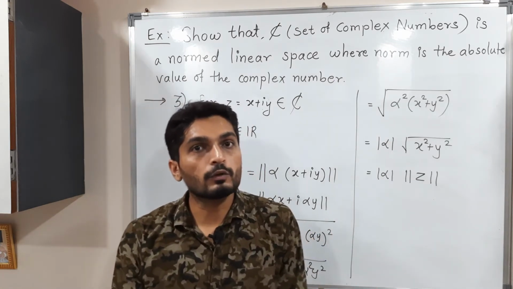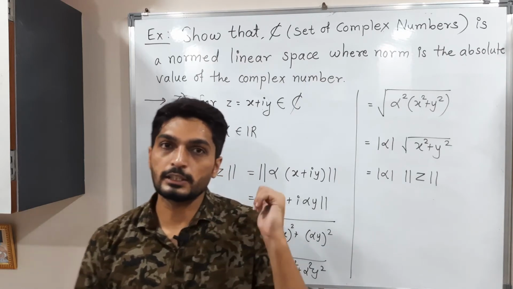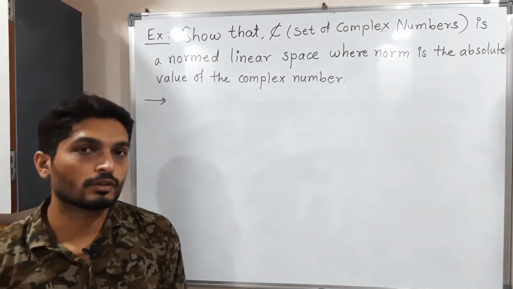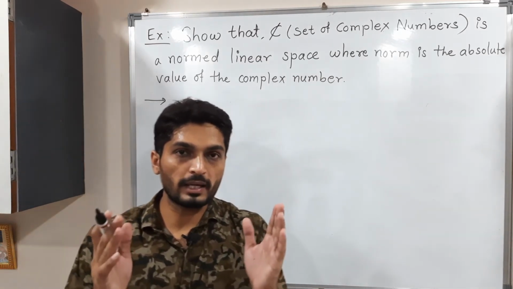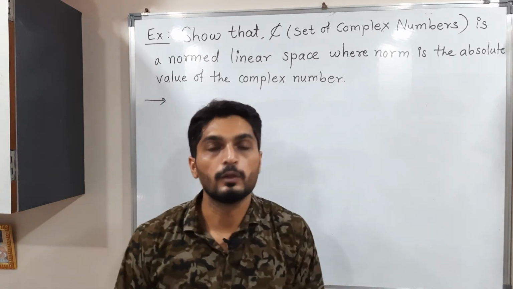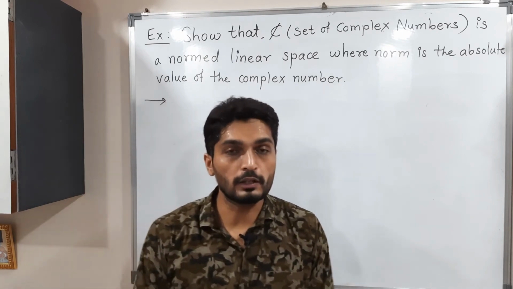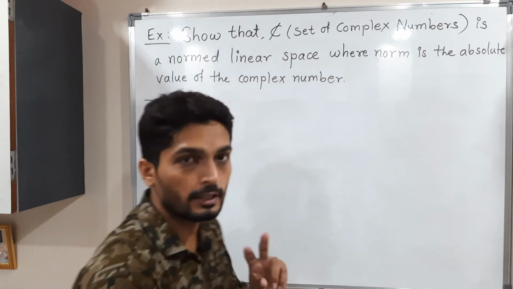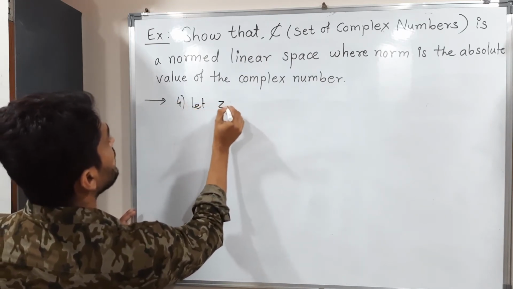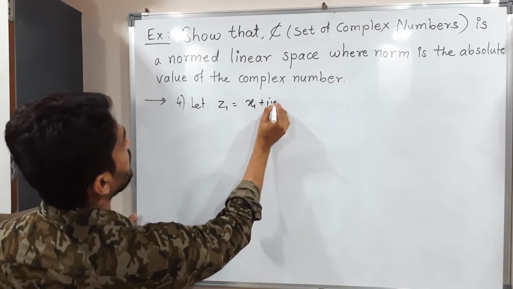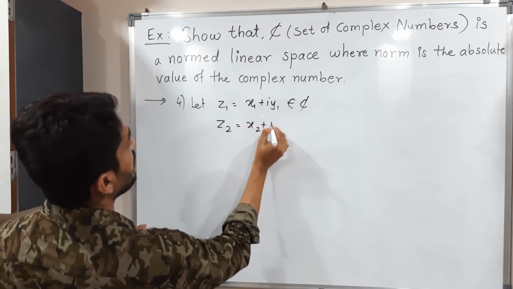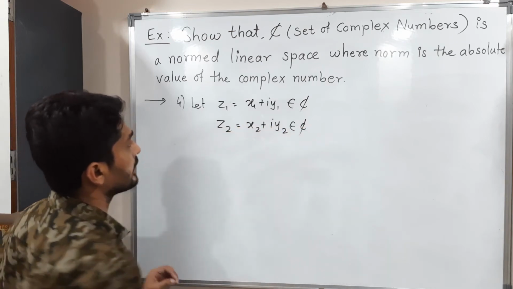Now finally we have to prove just the last condition only. Make a screenshot of it, and after that we will go for the last condition. Okay, so let us go for the last condition. What is the last condition? Norm x plus y should be less than or equal to norm x plus norm y. That means if you take separate norms, the value will increase, right? So here also I will take two elements. For the fourth condition, let z1 be x1 plus i y1. This is the first element, and z2 is x2 plus i y2. This is our second element. Two elements I have taken.